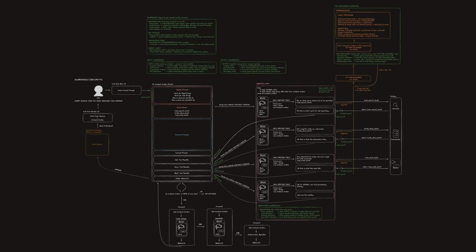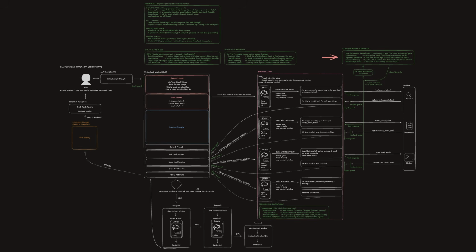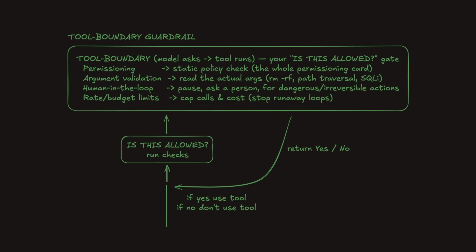Then you add guardrails, which are input guardrails, output guardrails, tool boundary guardrails, and behavioral guardrails. Tool boundary guardrails exist basically where the permissioning gates were, and I'll condense this so it makes more sense, where the permissioning is just absorbed as a part of the tool boundary guardrails. This is how tool boundary guardrails should look. These are the things inside the tool boundary guardrails: permissioning, argument validation, human in the loop, and rate and budget limits.